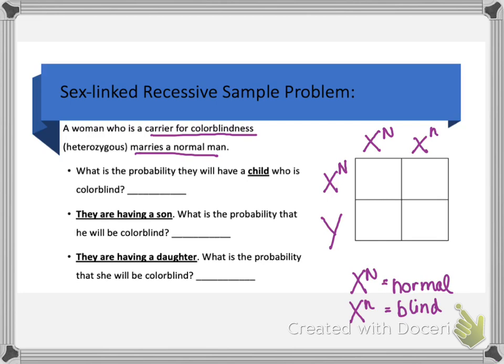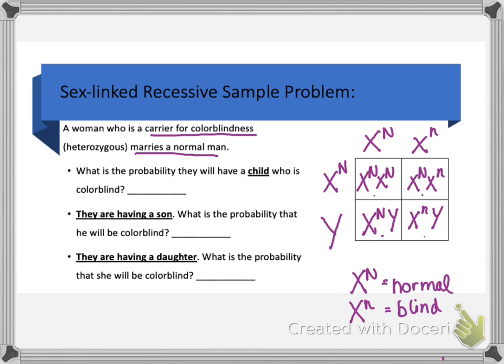So let's fill in the squares, and let's talk a little bit about what traits each of these children have. So first, we are going to look at the top row. Those are both females. We have a normal female, and we have another normal female. This female happens to be a carrier. However, she would have normal vision, so we call her a normal female. The males, we have one normal male, and we have one colorblind male.